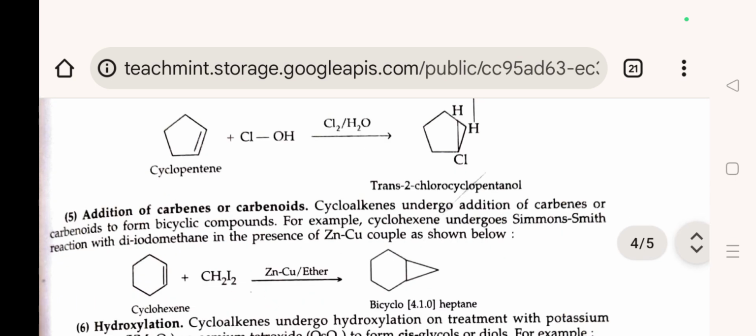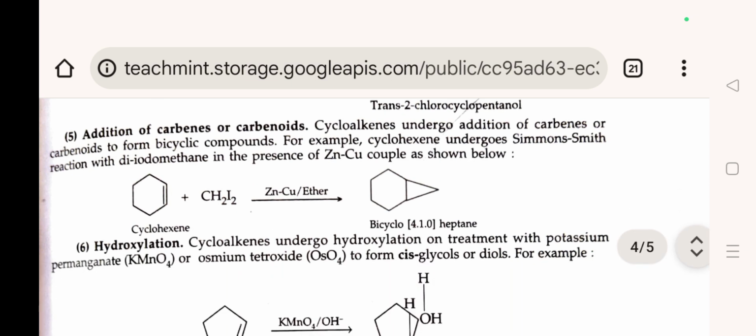Addition of carbene or carbenoids. Cycloalkenes undergo addition of carbene or carbenoids to form bicyclic compounds. For example, cyclohexene undergoes the Simmons-Smith reaction with diiodomethane in the presence of zinc-copper couple as shown below. Cyclohexene plus CH2I2, zinc-copper, in the presence of ether gives us bicyclo[4.1.0]heptane.